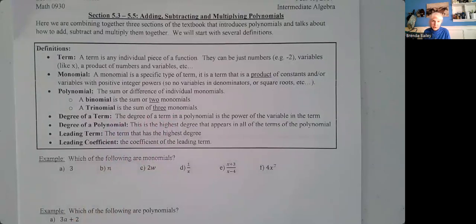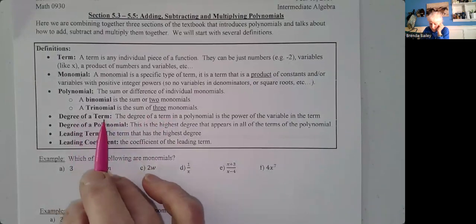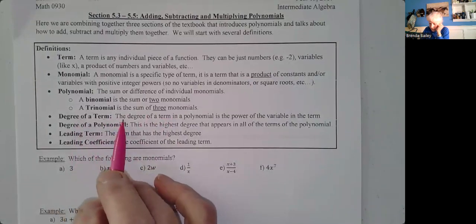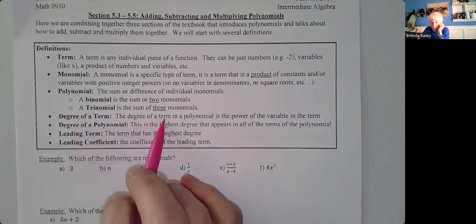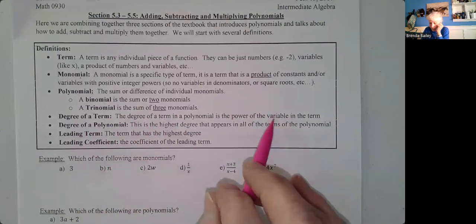Now, the degree of a term, and the degree is actually important. It's got some significance in how the picture of the solution looks, the graph, how many solutions there are if you set it equal to 0. So the degree is kind of important. So we have the degree of a term, and we'll look at some examples. It's going to be the highest power on the variable.